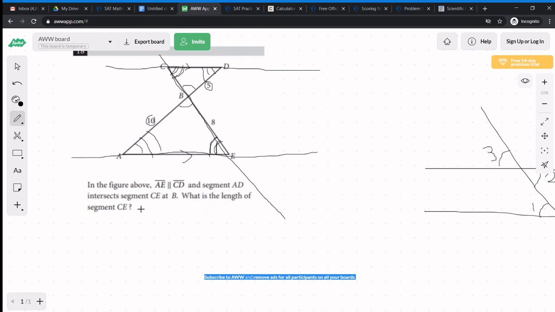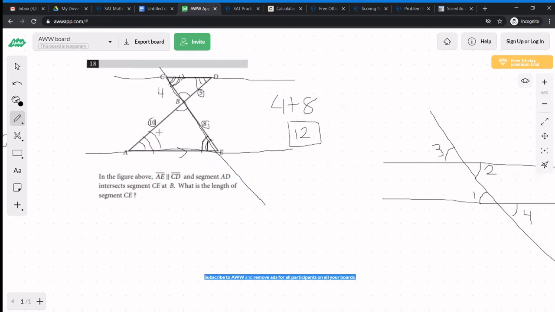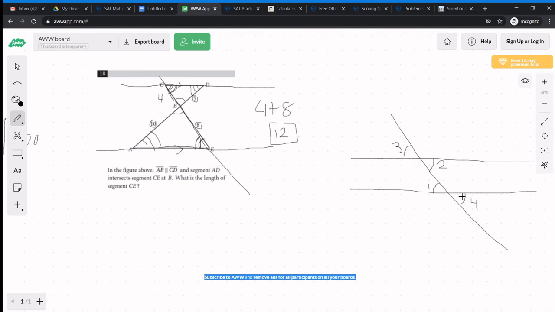What is the length of segment CE? Okay, so you know that BE is 8, so that means CB is going to be 4. So the entire thing from C to E is going to be 4 plus 8, which is 12. So again, using your angle knowledge, these are all of the angles that you need.